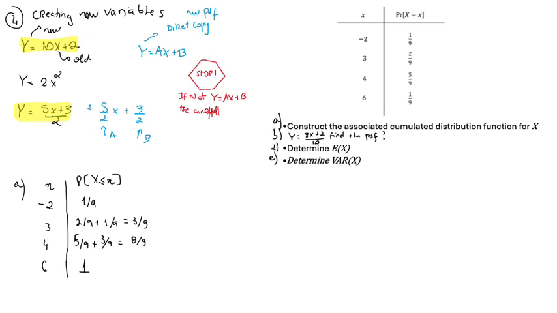Let's say that I give you this PDF for x, and I say, can you calculate the PDF for a new variable that is 8x plus 2 over 10? Can you find the PDF?